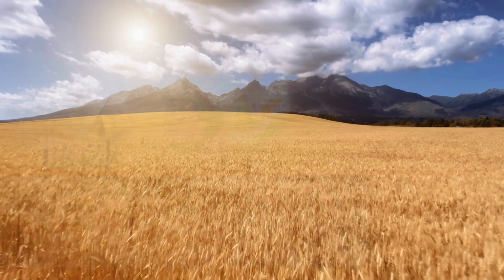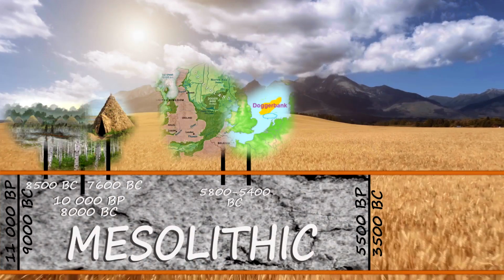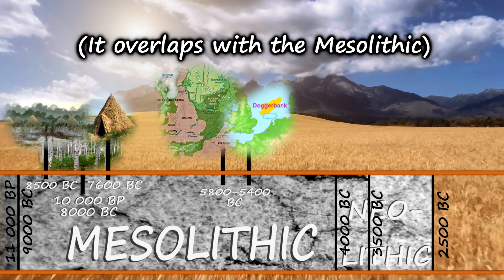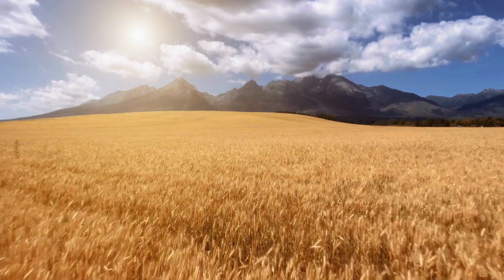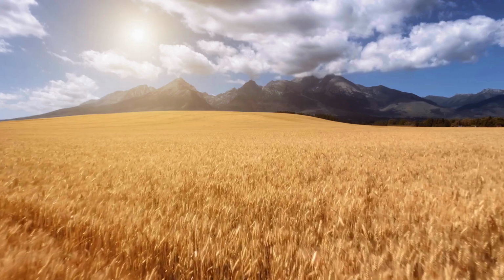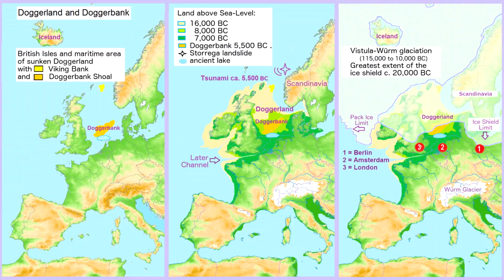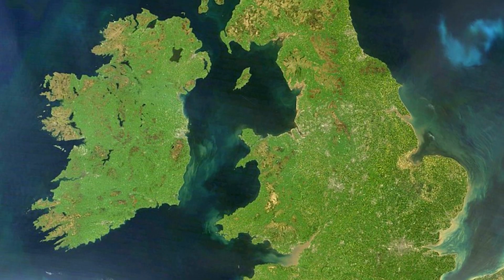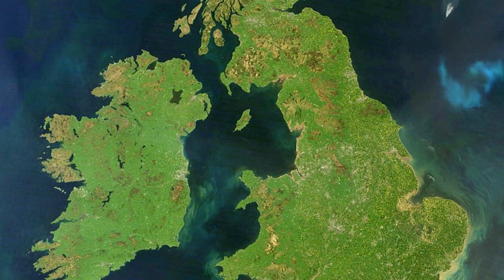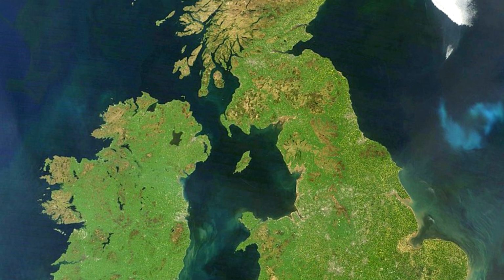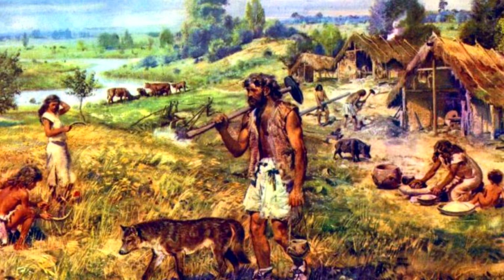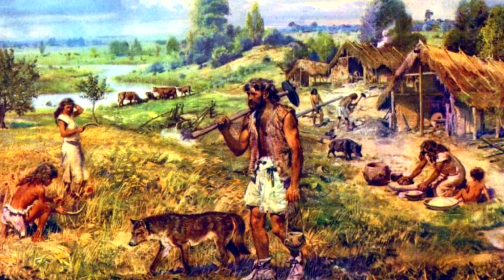Today we will be talking about the final part of the Stone Age, the Neolithic, which started around 4000 BC when farming became widespread in Britain. By this time the land bridge known as Doggerland that connected Britain to the continent had already flooded. Because of this, Britain became more isolated and was one of the last regions of Europe to adopt this new sedentary lifestyle and dependence on agriculture as a food source.